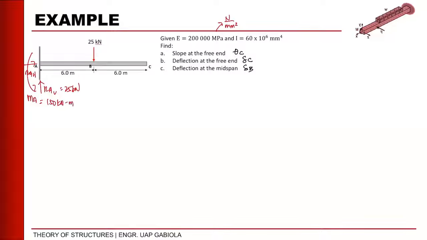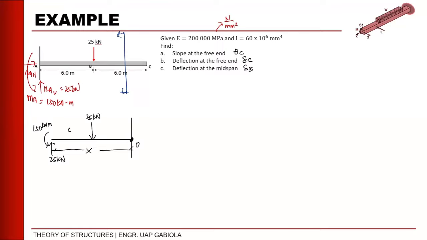Okay? So, para ma-consider natin yung lahat ng loading doon sa member, magkakatay ng section is dito sa section na to. Okay? So, our free body diagram, ito yung cut section natin, ito yung point O doon sa cut. So, dito is 25 kilonewton. Then we have a moment of 150 kilonewton meter. Then a concentrated load of 25 kilonewton at center. And then kung ito ay X, okay, and ito ay 6 meters, so this is X minus 6.